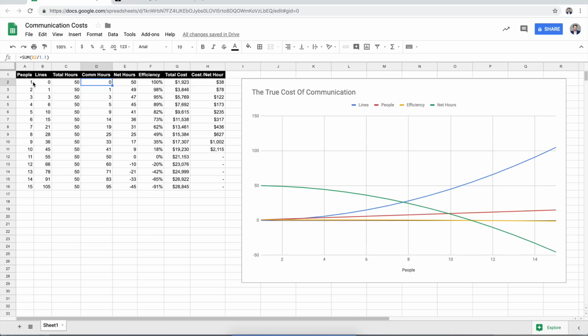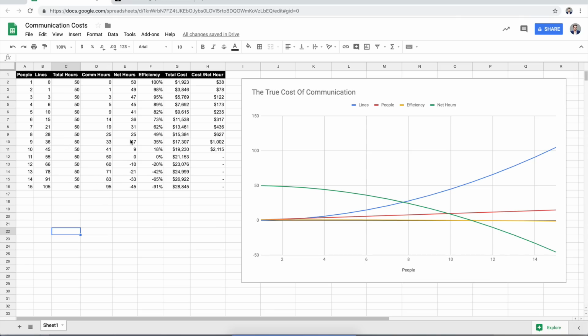Well, when there's just one person by themselves, there's 0. 2, there's 1. And I basically just used the number of lines as the number of communication hours, but I think I used 90%. Now, obviously this could be different, but I'm just using this to make a simple illustration.